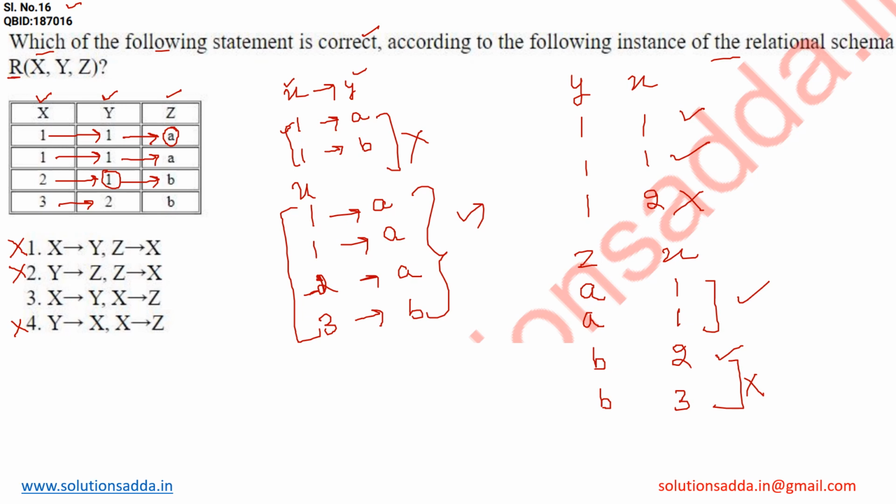Now let's check whether X can determine Z or not. Here we are writing X and Z. When the value of X is 1 it determines the value of Z as A, and again X is 1 and it determines Z as A. So they are acceptable. Now the value of X is 2 and the value of Z is B. It's also acceptable. And the value of X is 3 and Z is again B. We can change these values, but we cannot change them when the value of X is the same. So yes, we can say that X can successfully determine Z. So option number 3 would be the correct option for this question.